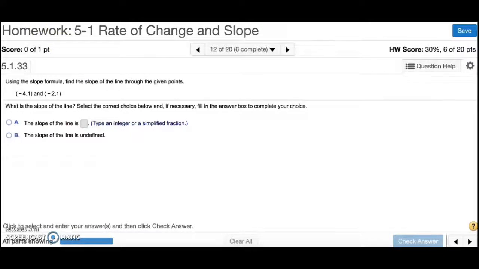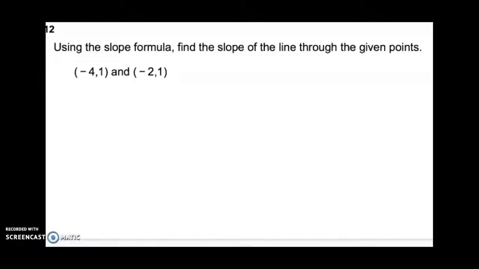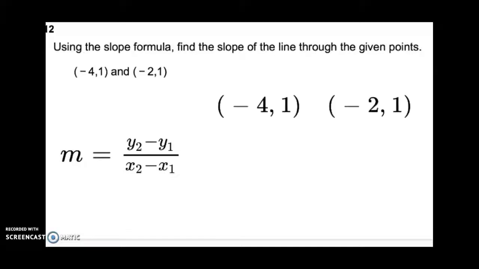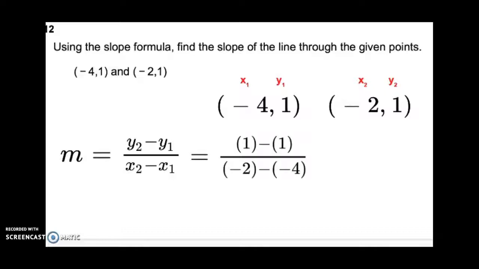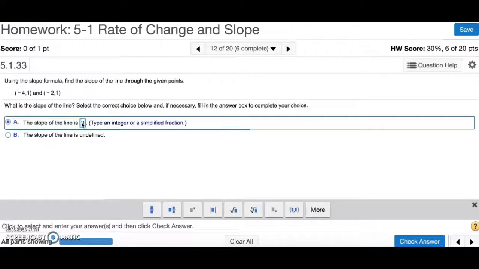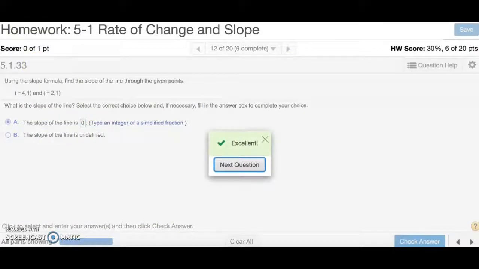Using the slope formula, find the slope of the line through the given points. So let's do that. Write down my slope formula and identify x1 and y1 and x2 and y2. Substituting in, I have 1 minus 1 over negative 2 minus a negative 4, which gives you 0 over 2. When 0 is up top, the answer is 0. When the 0 is at the bottom, it's undefined. So your answer is going to be 0. So typing in 0, that's my answer for number 12.